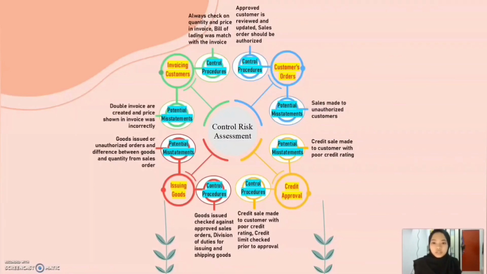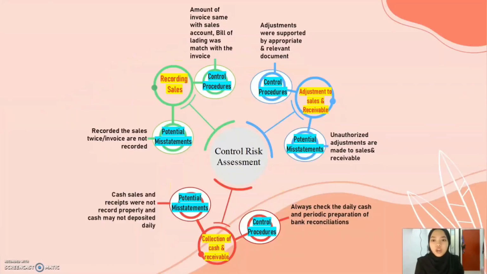Next is for invoicing customer. The control procedure is to always check on quantity and price in invoice. Bill of lading was matched with the invoice. The potential misstatement is double invoices are created and price shown in the invoice was incorrect. For recording sales, the control procedure is the amount of invoice is the same as sales account, and bill of lading was matched with the invoice. The potential misstatement is recording the sales twice or invoices are not recorded. For collection of cash and receivable, the control procedure is to always check the daily cash and prepare bank reconciliation. The potential misstatement is credit sales and receipts were not recorded properly and cash may not be deposited daily.